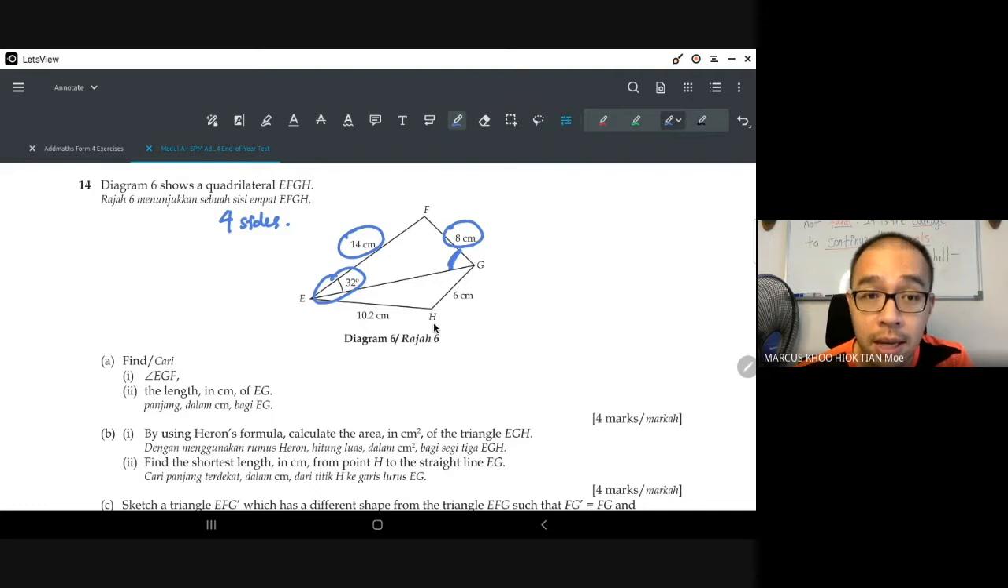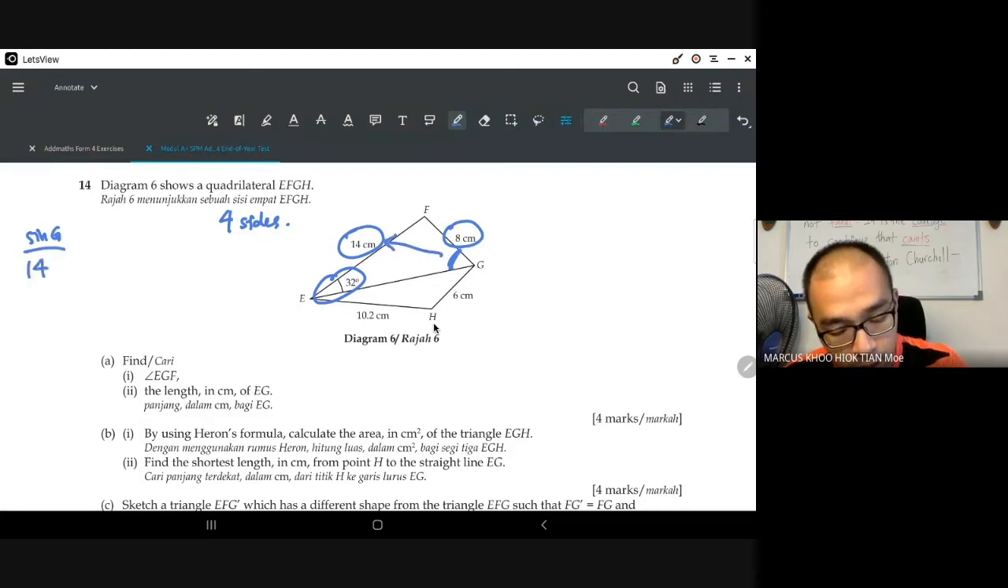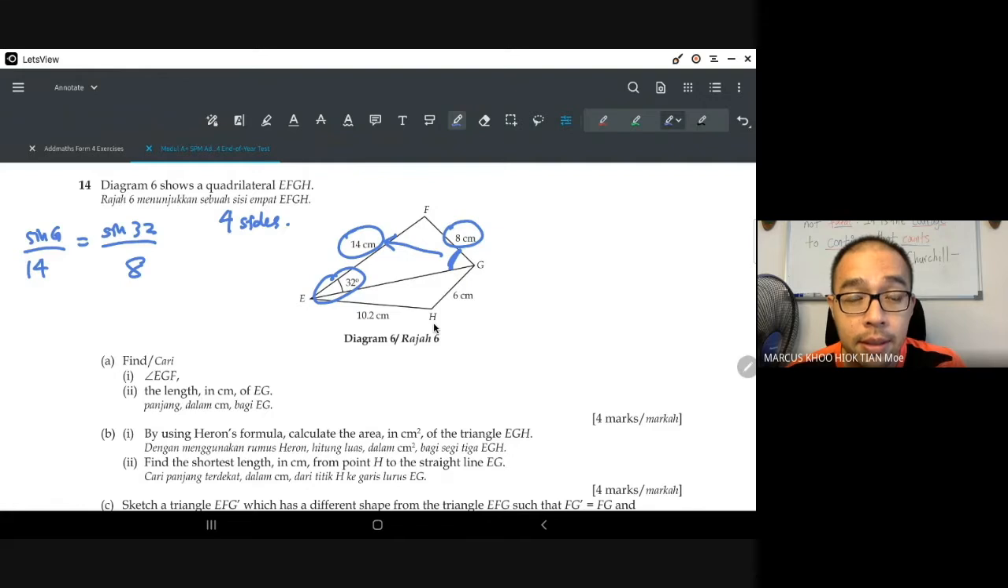We use sine rule. So I'm going to write there sine G over 14, this one, equals to sine 32 over 8. All right, can you calculate this G for me, please? Let's remember back, how do I calculate the G?